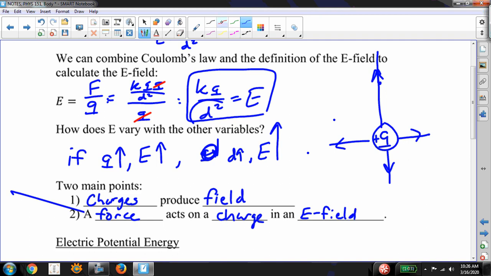Okay, so charges produce fields, and a force acts on a charge in an electric field. So for example, if I have another charge right here, it will experience a force because it lies in the electric field of this other charge. And so if this happens to be a positive charge, it will feel a force in that direction, and that force will be equal to Q times E. Right. We'll come back to electric potential energy.